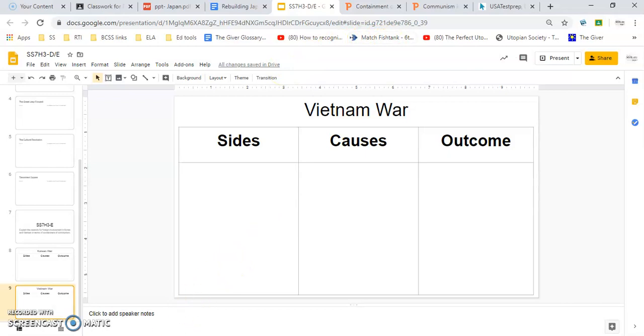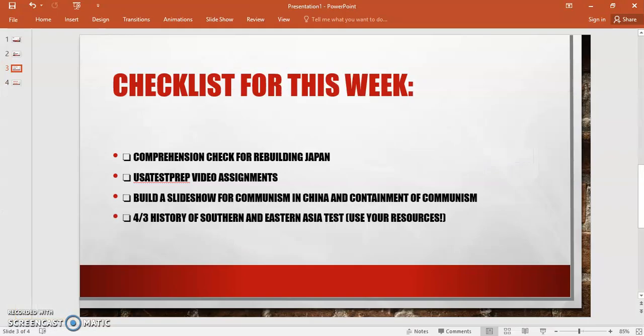We obviously have our test on Friday. That test will be on a Google form. So you will know your grade immediately after you take it. Another thing that we want to make sure you utilize is next week we are going into new content. Prior to us going on this distance learning adventure, we had talked about India and nationalism. But we haven't talked about rebuilding Japan, and we have not talked about communism in China and containment of communism.